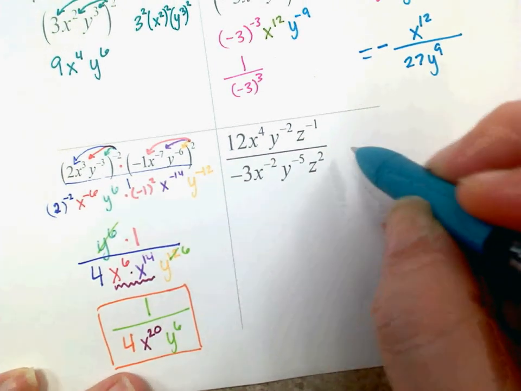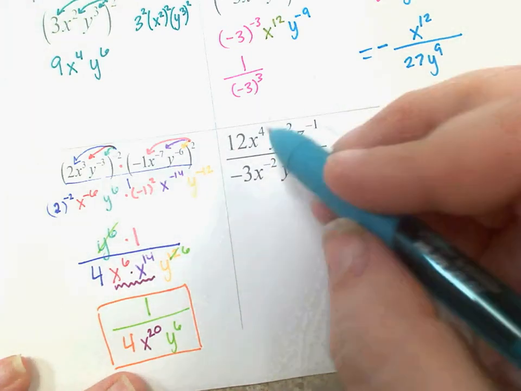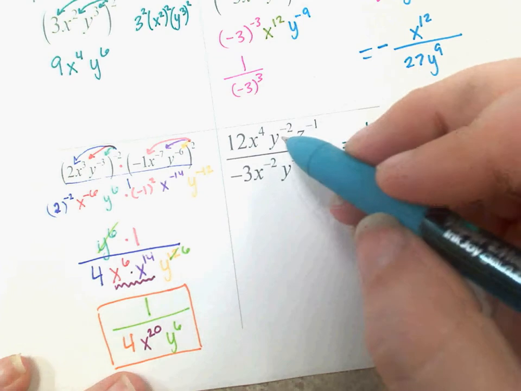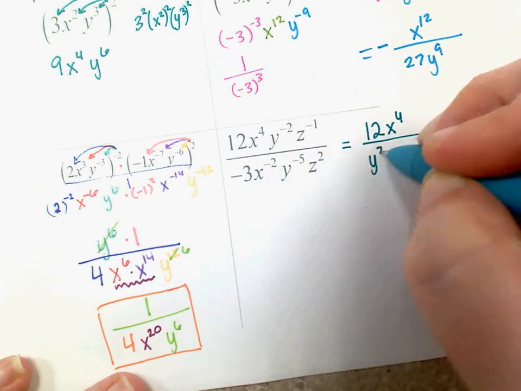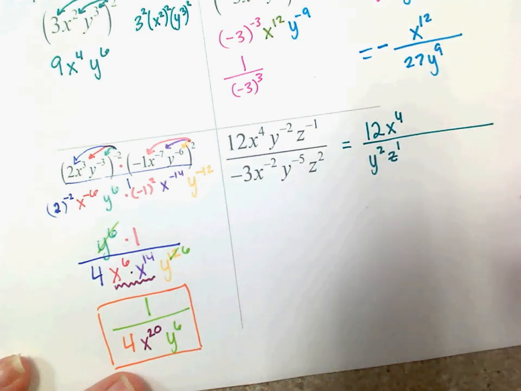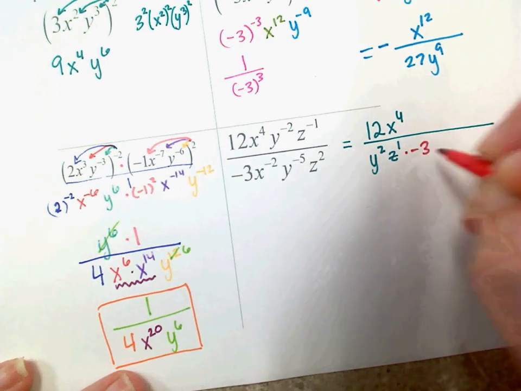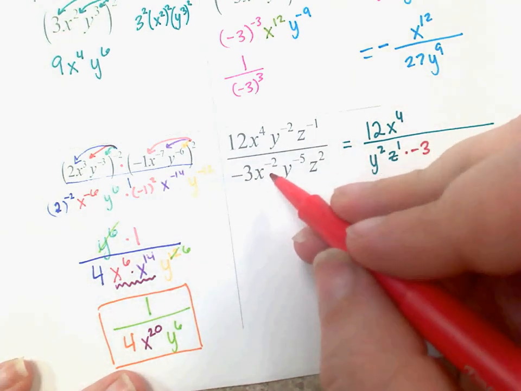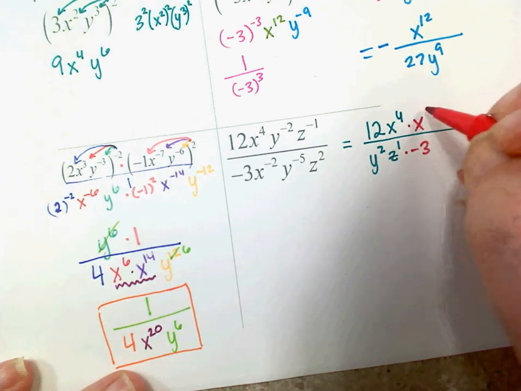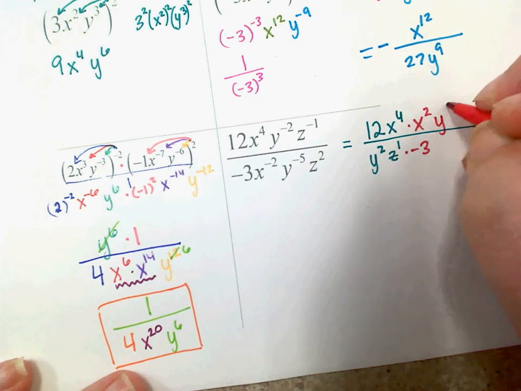I'm going to write things where they belong. The 12 belongs on the top, it doesn't have a negative power. x to the 4 stays. y to the negative second has a negative power, so it goes to the denominator. Okay? z to the negative 1 has a negative power, so it goes to the denominator as z to the first. And then I just keep the same fraction, and do it with the other parts. Negative 3 doesn't have a negative power, so that stays, so we're times negative 3. x to the negative second has a negative power in the denominator, so that means it comes to the numerator. y to the negative fifth has a negative power in the denominator, so it belongs in the numerator. And z squared has a positive power, so it stays.